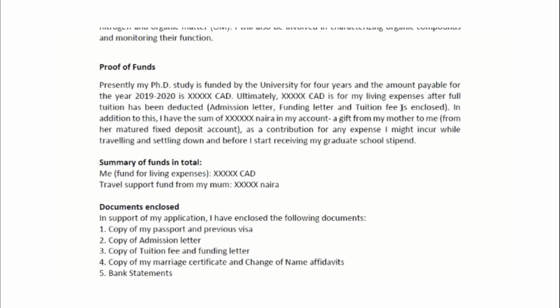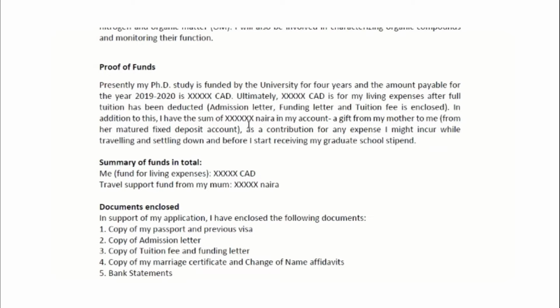So make sure that you show the tuition fee details and also your funding details, so that they see clearly that, okay, this person has enough money to cover the tuition. That's what I did. I said, after full tuition has been deducted, I still have enough, the amount that I had was over the $10,000 that they required for my living expenses. So I said, I have attached admission letter, my funding letter, my tuition fee schedule.